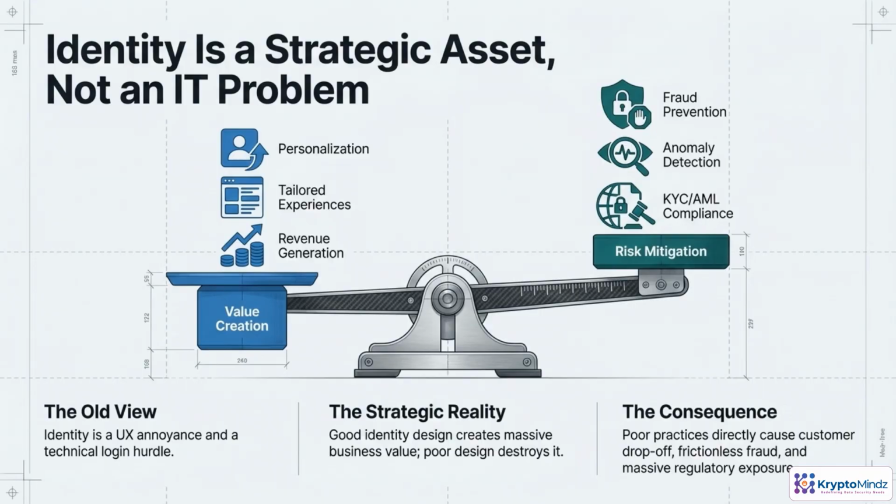Too often, identity is treated as the login box that IT has to manage. That mindset leaves a lot of value on the table. When identity is designed strategically, it becomes a revenue and trust engine. Accurate, consistent identity data lets you personalize, create tailored journeys, and safely remove friction from high-value actions. At the same time, strong identity underpins fraud prevention, anomaly detection, and regulatory compliance. Cut corners here and you pay twice: in lost conversions and in silent, large-scale fraud and fines.